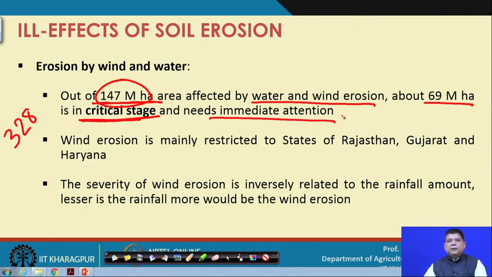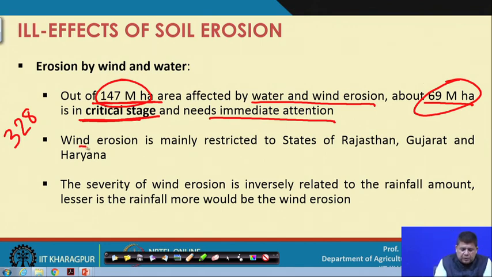That simply means that, yesterday we saw that 147 out of 328 million hectares was impacted by various kinds of erosion problems, but now we also have another statistic: it is the 69 million hectares where we should focus, because they are in critical stages of erosion.